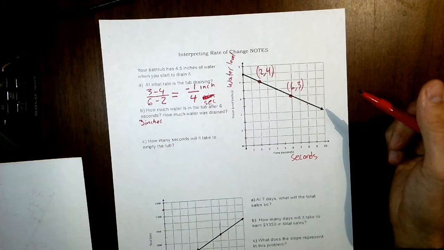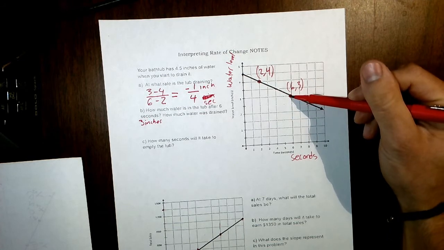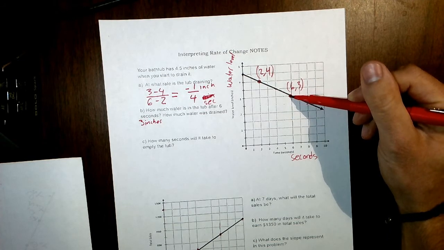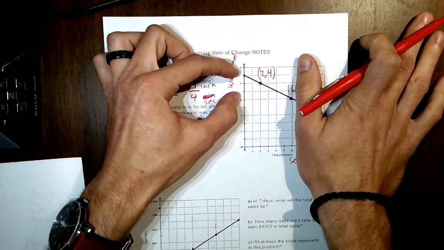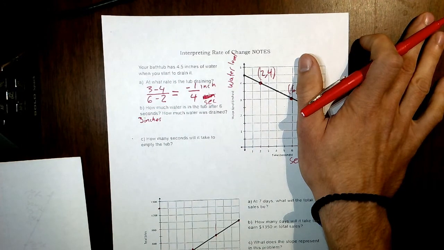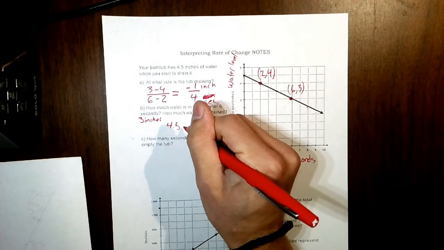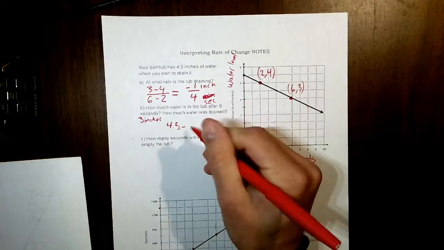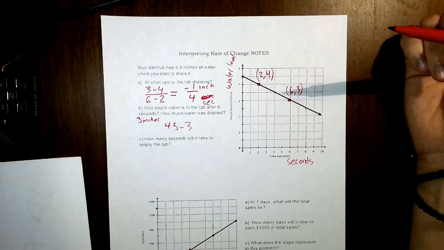How much water has drained? So there's 3 inches. We're just looking at this part of the graph. How much water has drained from here to here? How much has drained? 4.5 minus 4. Who said that? 4.5 minus 3, right? Because look at this. How much water is in the tub when it starts draining? How much is in the tub?